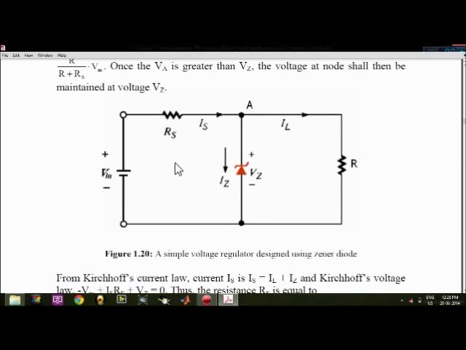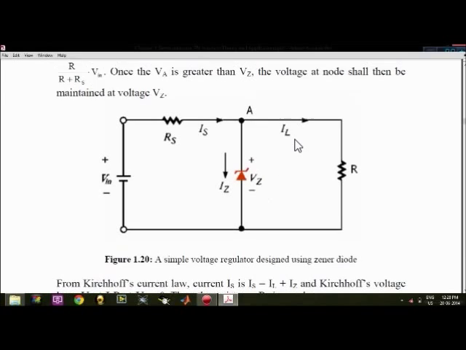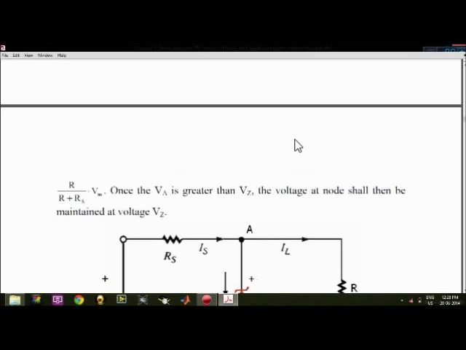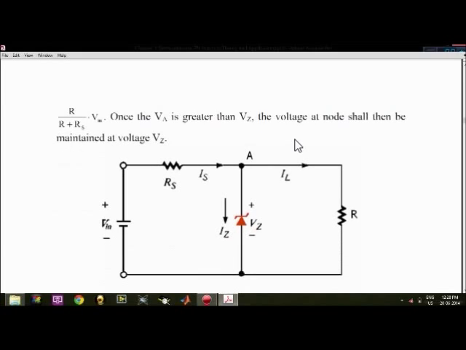So in this case we have connected Vin as the input source, and this is the sign of the Zener diode. This Zener diode is connected in parallel to the source. So once Vin is greater than Vz, the voltage at the node shall be maintained at the reverse bias voltage, that is Vz.